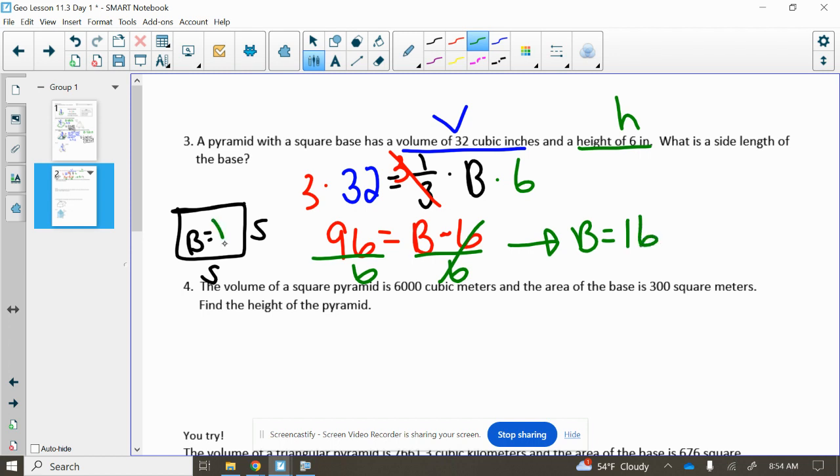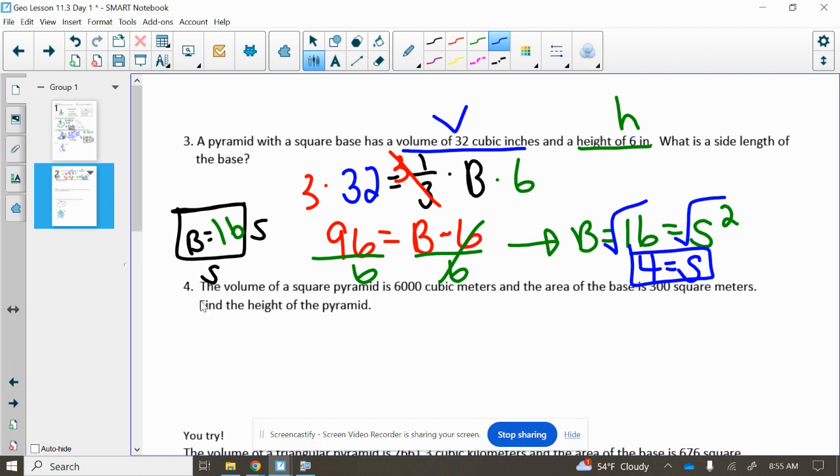Now again, that's the area of this square, and we know the area of a square is side times side, or side squared. So if I square root this value, that's going to help me find just what one side would be, and that's 4 inches.